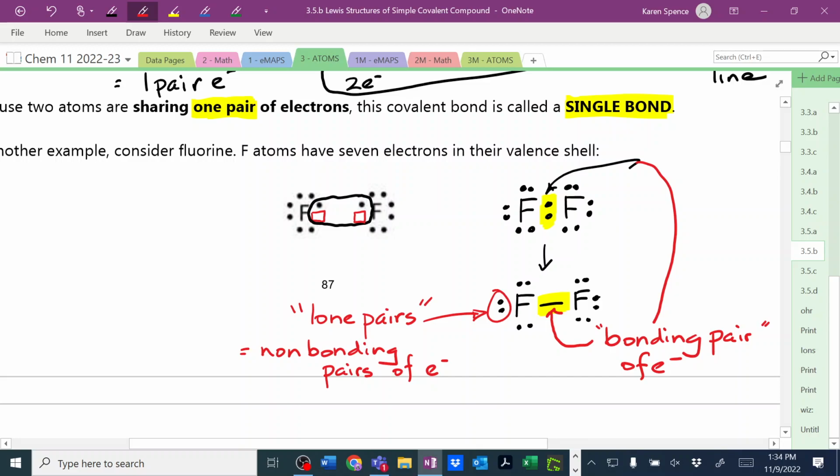So you could count these up and you could be like, oh, look, how many lone pairs are on this structure? 1, 2, 3, 4, 5, 6. And how many bonding pairs? 1. Okay.